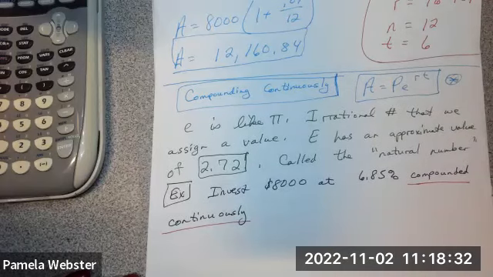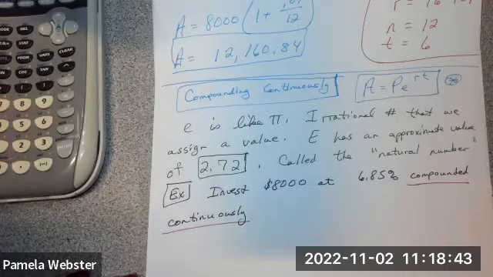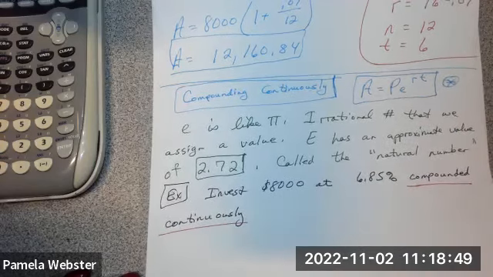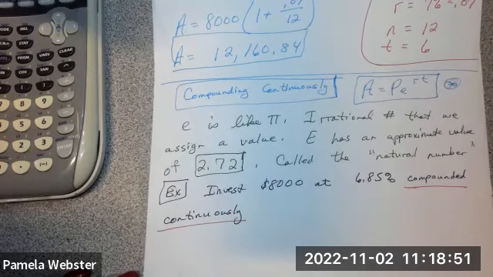So what did they mean by compounded continuously? Well, when we were compounding monthly, that's just once a month. But continuously is like, okay, now it compounds. Now it compounds. Compounds now, it compounds now, it compounds now. It is always compounding. And that's kind of what happens when we're doing growth functions, they're always compounding. So it's that continuous thing. So we invest $8,000 at 6.85% compounded continuously.